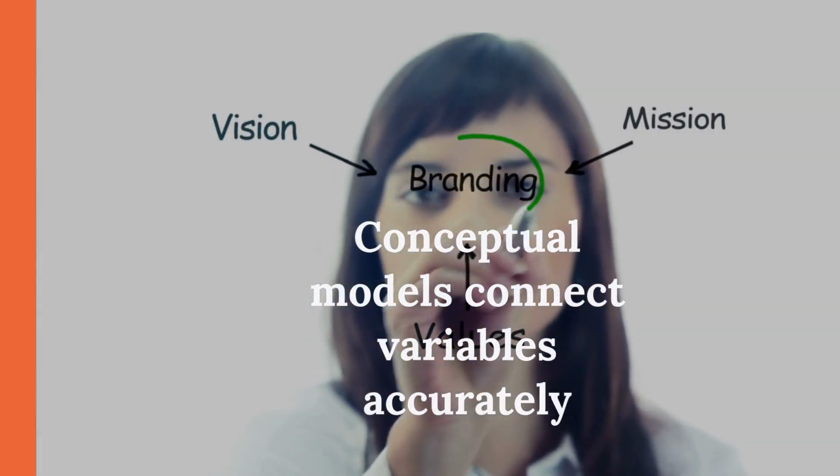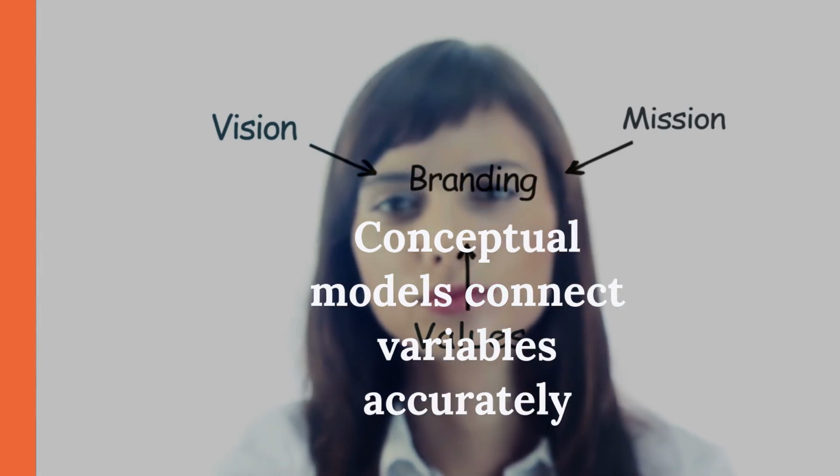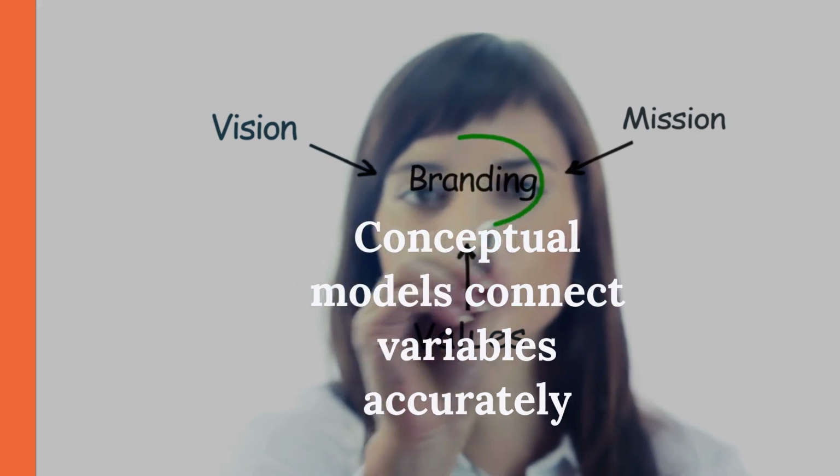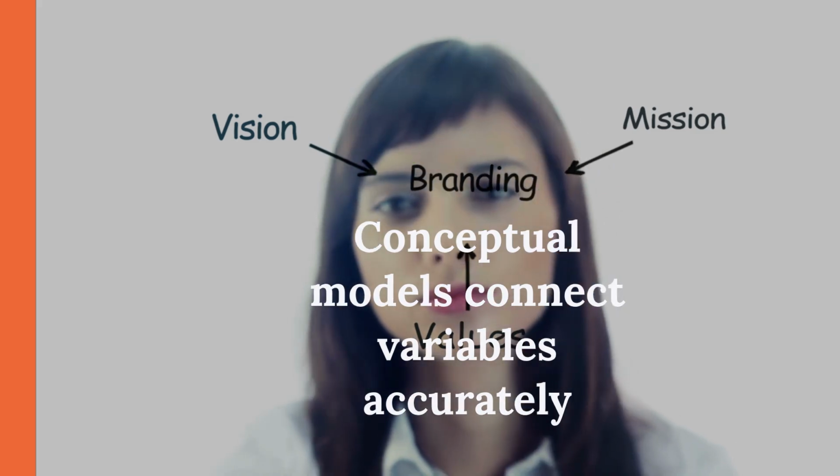A conceptual model visually connects variables. It uses geometric shapes and arrows. Relationships should be accurate. Avoid implied monocausality or unidirectional links. Ensure the model reflects your research accurately.